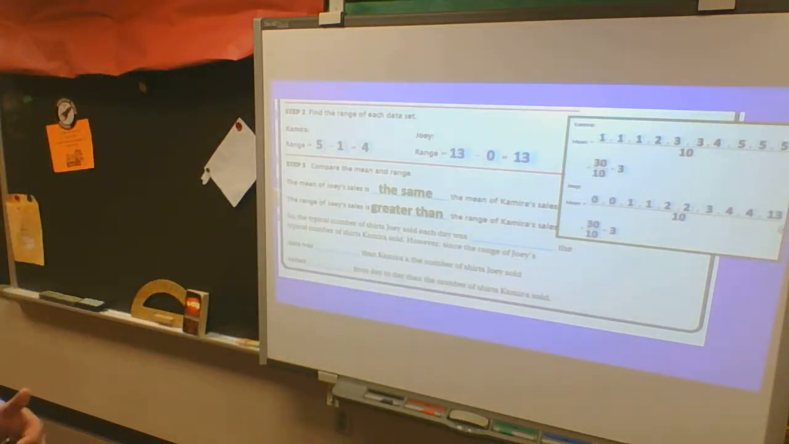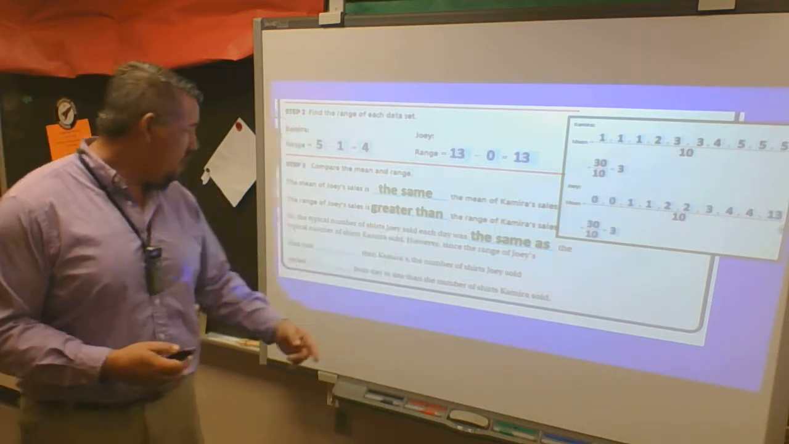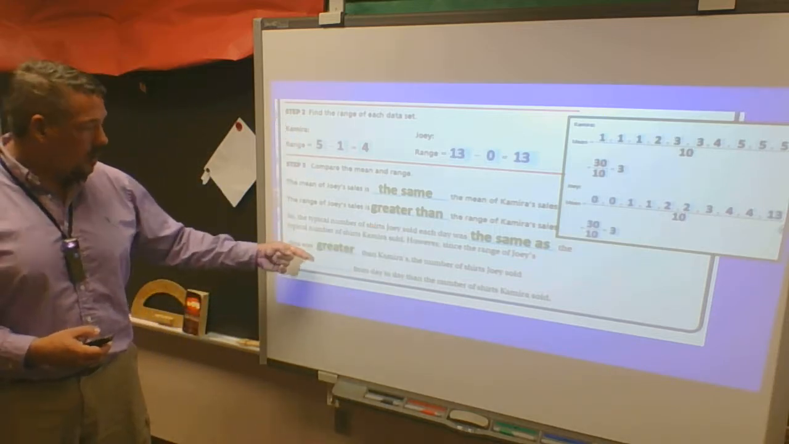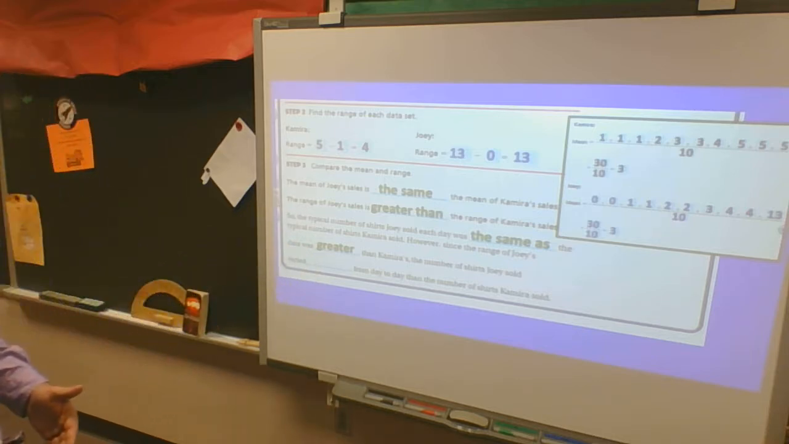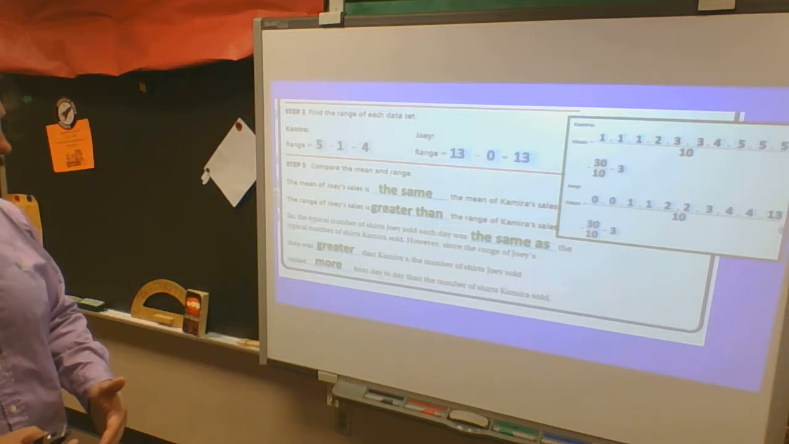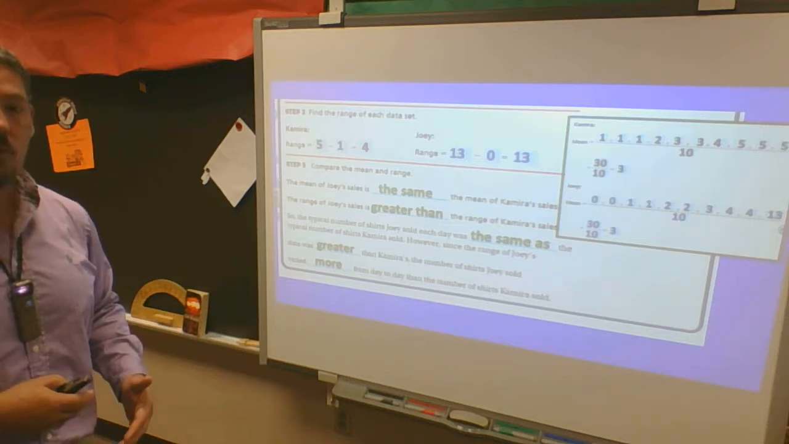So the typical number of shirts that Joey sold each day was the same as the typical number of shirts that Kamira sold. However, since the range of Joey's data was greater than Kamira's, the number of shirts that Joey sold varied more from day to day than the number of shirts that Kamira sold.